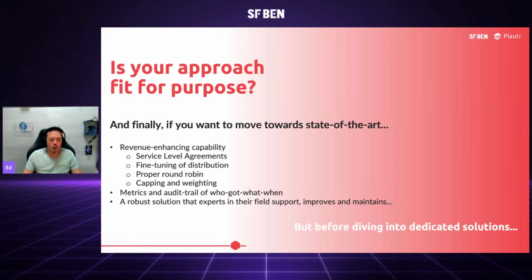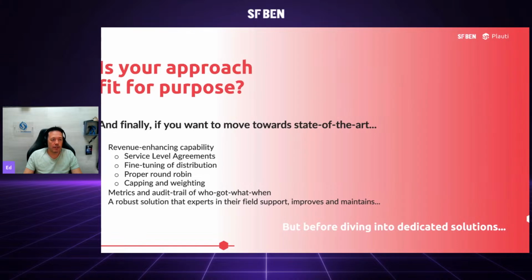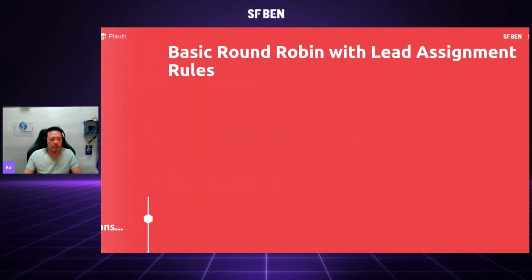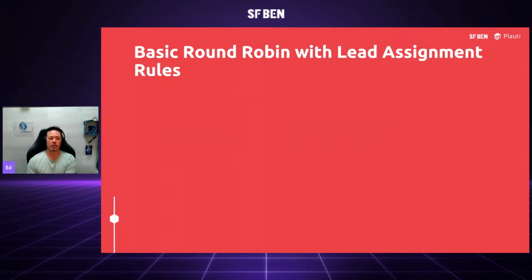But before diving into those dedicated solutions, I do want to give you a feel for what is still possible with things like lead assignment rules and flow. So firstly, let's have a look at basic round robin with lead assignment rules. Before, I said lead assignment rules are only really fit for purpose when you're assigning to a single user or a queue.